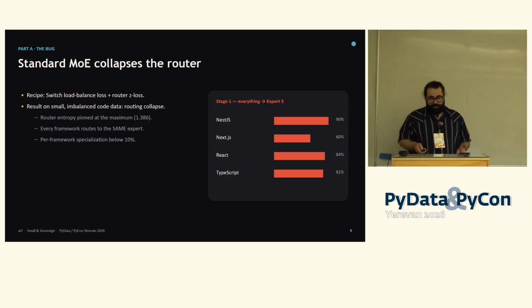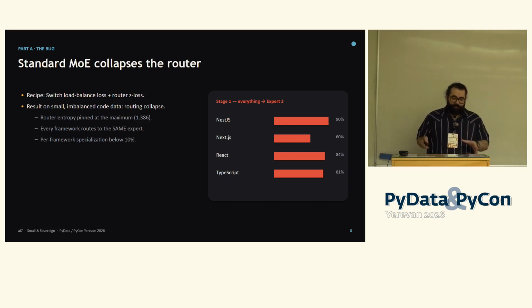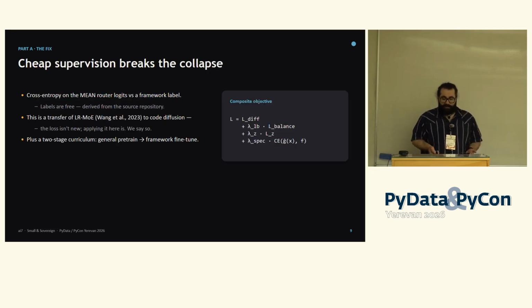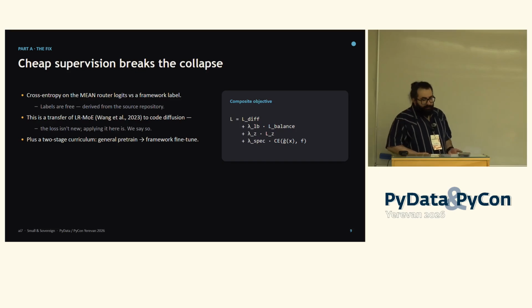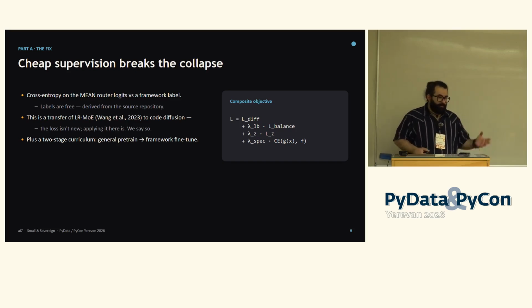But what basically went wrong was stitching a load balancing loss to the router's Z loss. The cheap supervision basically breaks the collapse. So the cross entropy on the mean router was basically derived from the source repository. We tried to label the source repositories when training the tokenizer and our dataset, so that the router understands what is where and what means what.